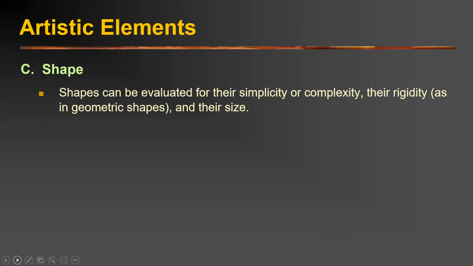Next, another artistic element is the shape. Okay, so kanina we have the line, then followed by space, then we also have shape. Shapes can be evaluated for their simplicity or complexity, their rigidity, and their size.